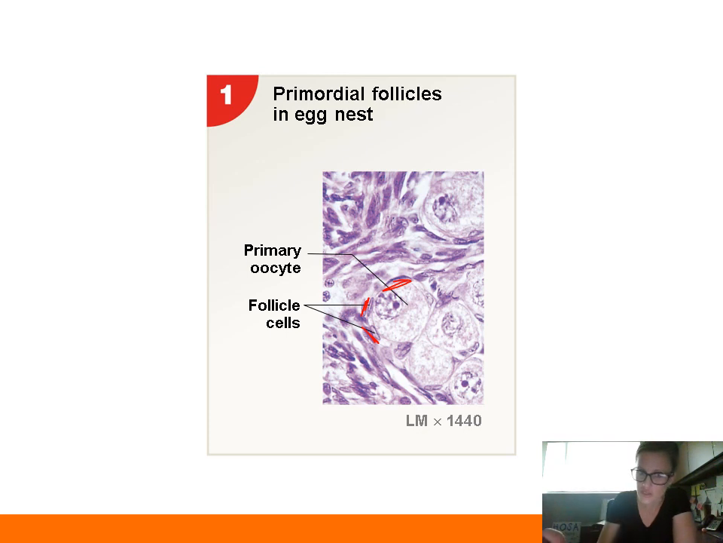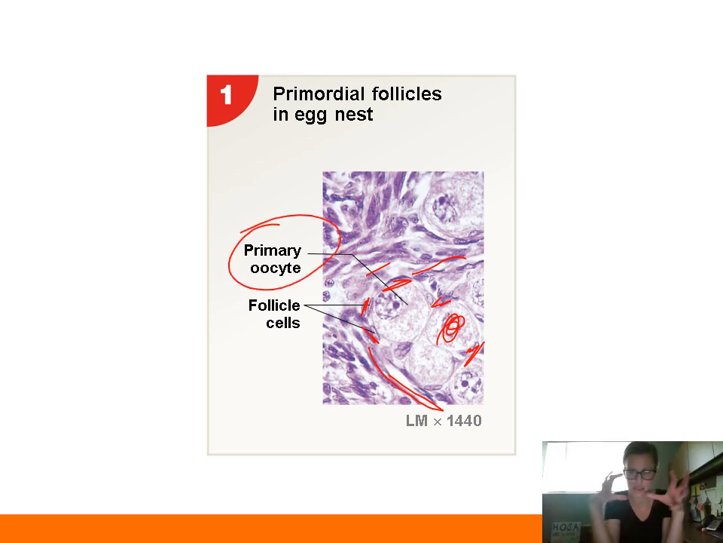And you see clusters of these, right? Here, there's another primary oocyte surrounded by follicle cells. So this whole cluster together is an egg nest. This is what the ovary would look like at birth when the baby is born. They just have a bunch of primary oocytes in these little primordial follicles.